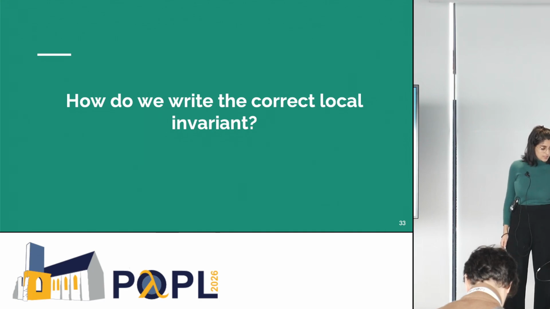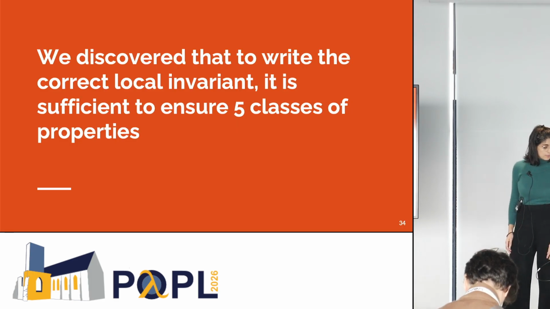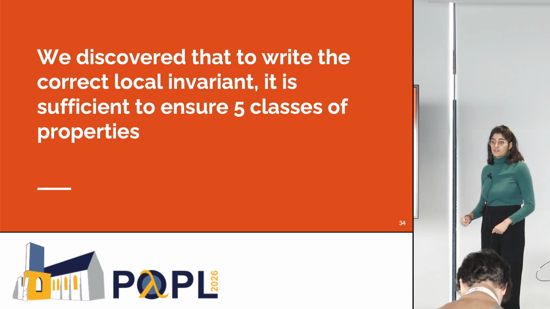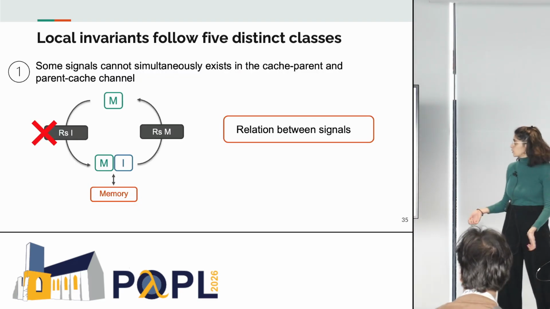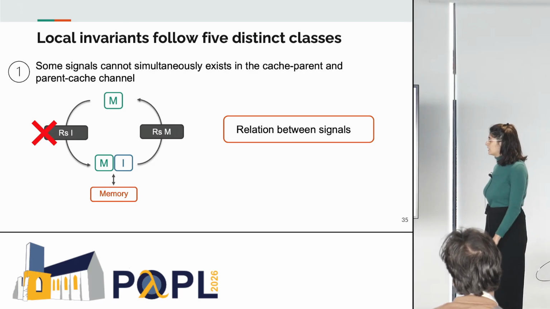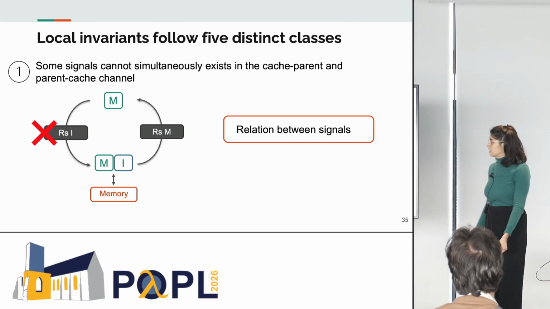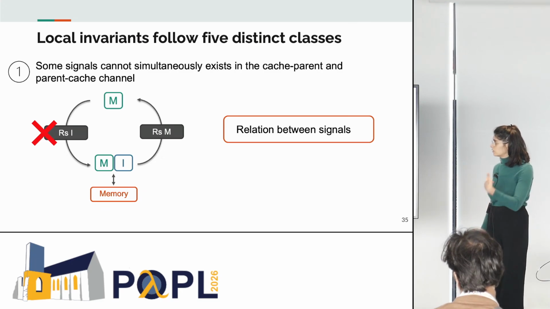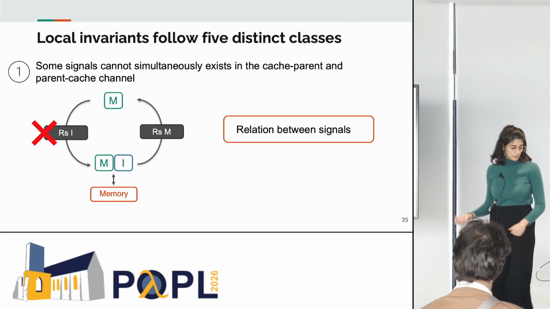And we actually discovered that this local invariant is much more structured than we thought, because we discovered that to write it, the local invariant is sufficient to ensure five different classes of properties. The first one is what we call relation between signals, which states that some signals cannot simultaneously exist in the cache-parent and in the parent-cache channel. For example, we cannot have a response M from the parent to the cache and simultaneously a response I in the other channel from the cache to the parent.